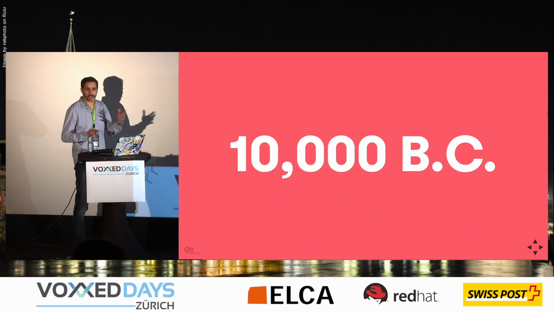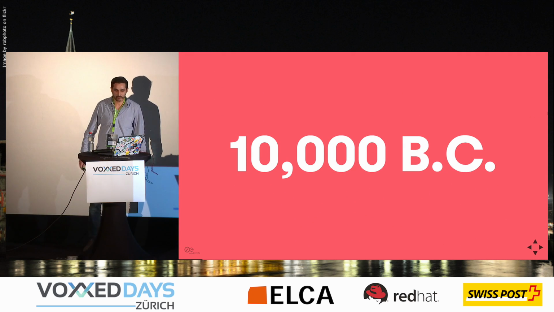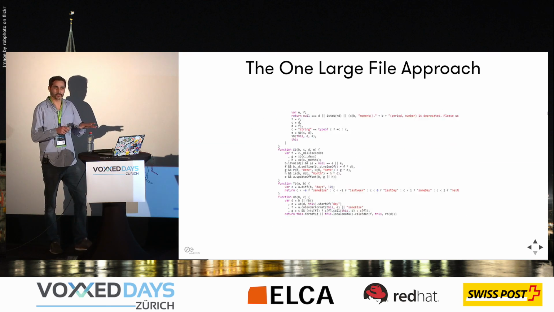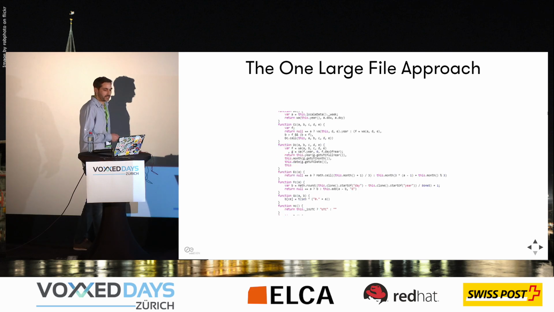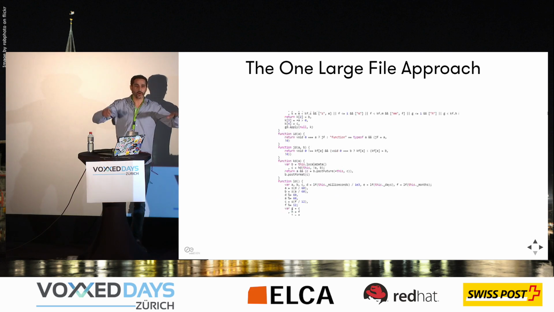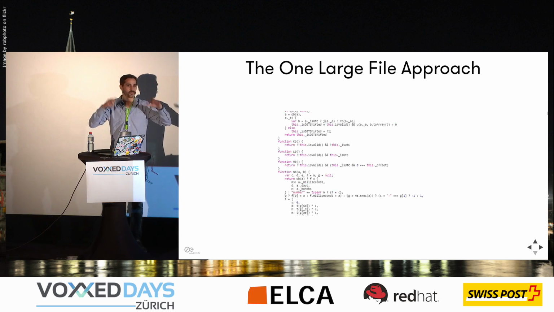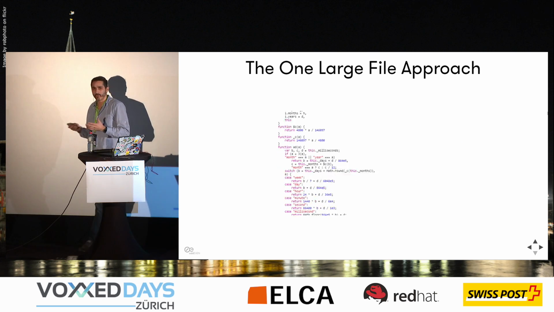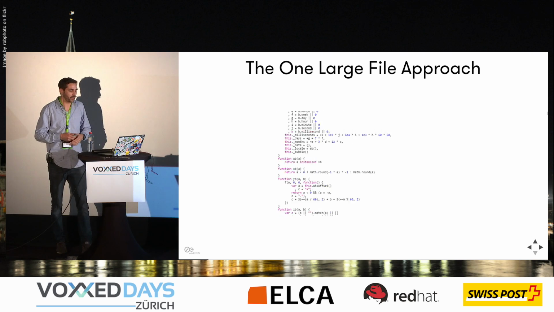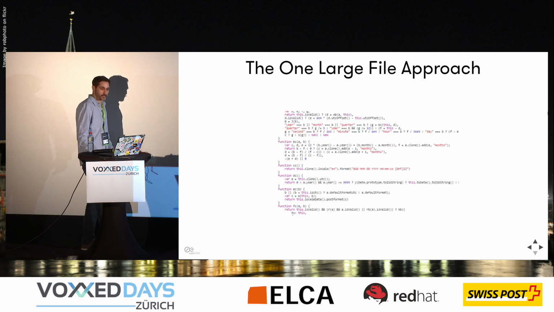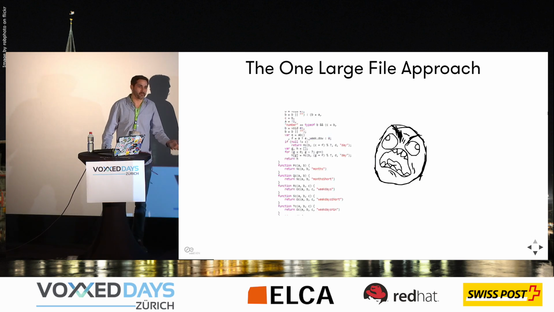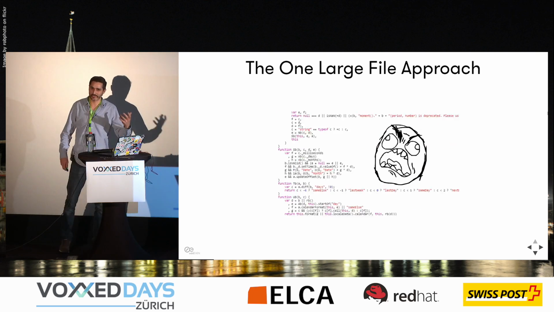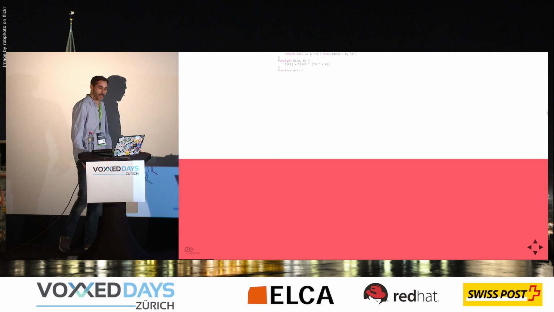So let's say we go back 10,000 BC, and this is probably how we were writing JavaScript applications back then, right? So one huge file, all our functions and variables inside of this file, the whole state in one file. And our application was not really structured very well. We had really issues maintaining our applications. So it's probably a bad idea, right, to write JavaScript like this. So this rage face expresses that was a very bad idea.